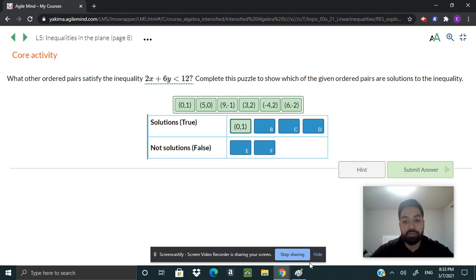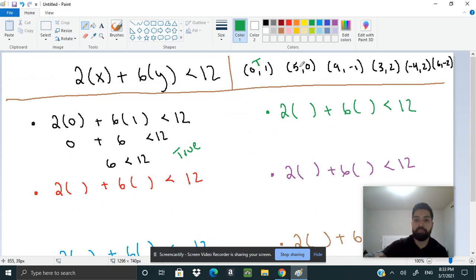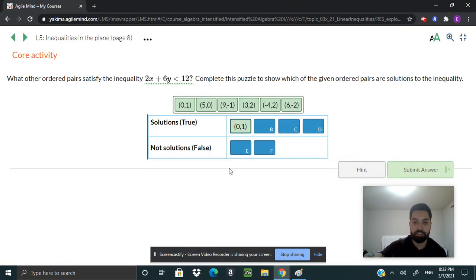Okay, then we look at 5, 0. So we'll come back over here. Let's look at 5, 0. Plug it in. 2 times 5 is 10, plus 6 times 0, that's 0. So we have 10 plus 0, that's just 10. Is 10 less than 12? Yes, this is also true. That means that this coordinate, 5, 0, satisfies the inequality, which means this is another solution. So 5, 0, we would drag it here. And at this point, if you understand what I'm doing, you can stop the video, try some of them on your own, and then come back and check to see if you got them correct.